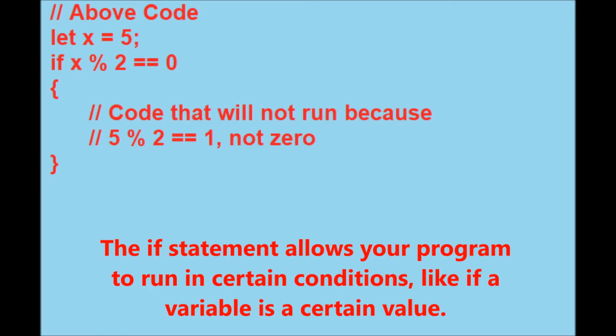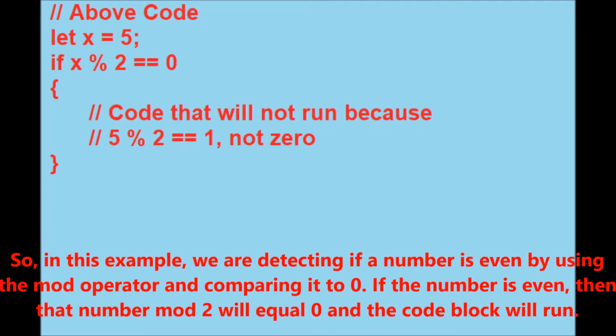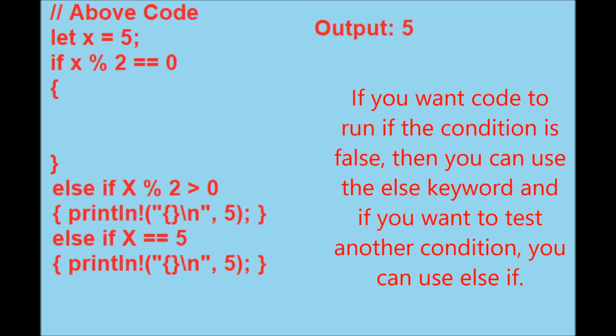The if statement allows your program to run in certain conditions, like if a variable is a certain value. So, in this example, we are detecting if a number is even by using the mod operator and comparing it to 0. If the number is even, then that number mod 2 will equal 0 and the code block will run. If you want code to run if the condition is false, then you would use the else keyword, and if you want to test another condition, you can use else if.